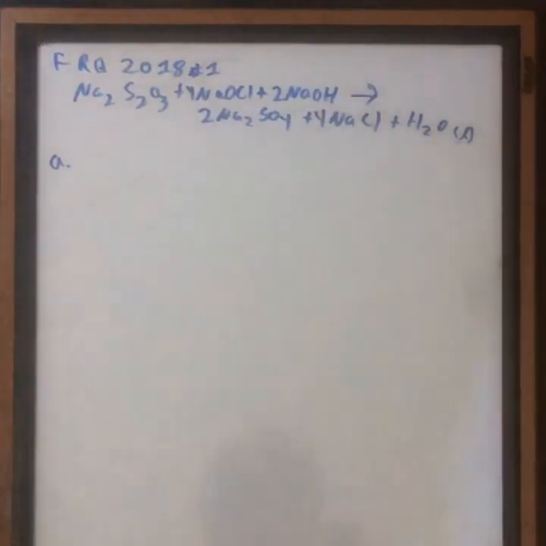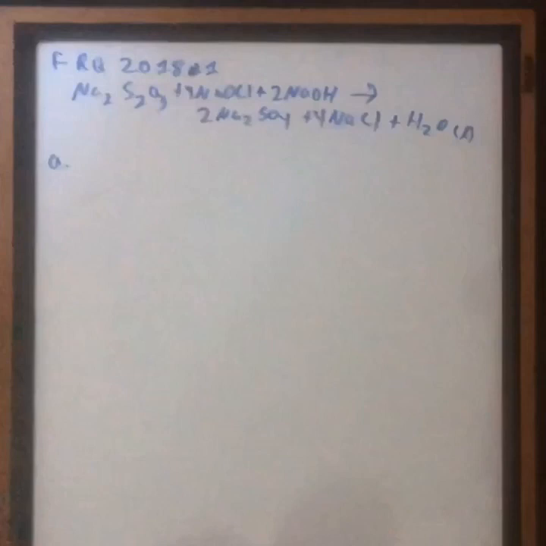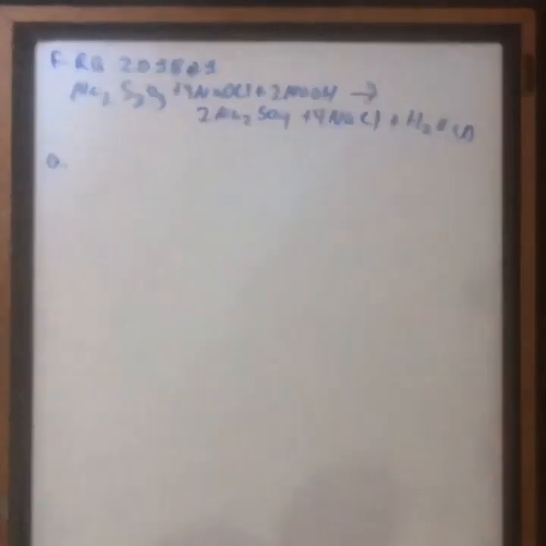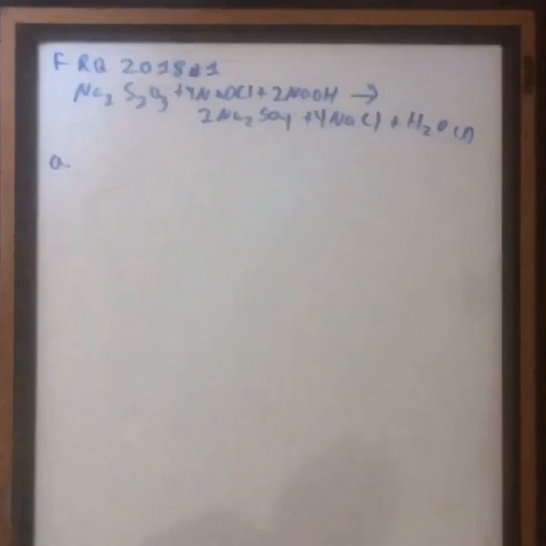And today we will be doing FRQ 2018 number 1, which deals with stoichiometry, solutions, thermochemistry, and ionic bonding. The question begins by saying, a student performs an experiment to determine the value of the enthalpy change, or delta H, for the oxidation-reduction reaction represented by the balanced equation above.